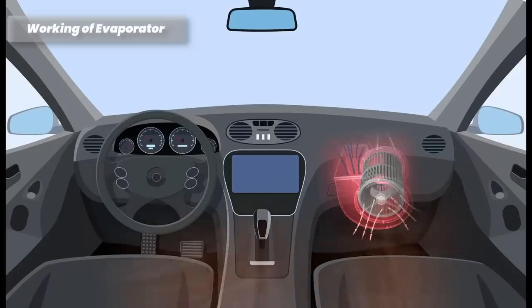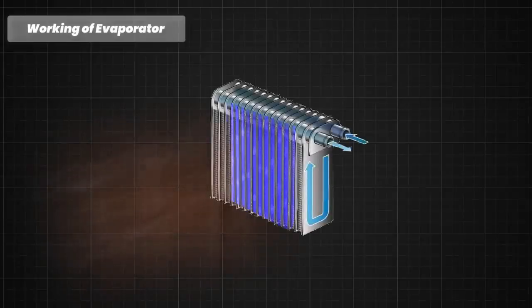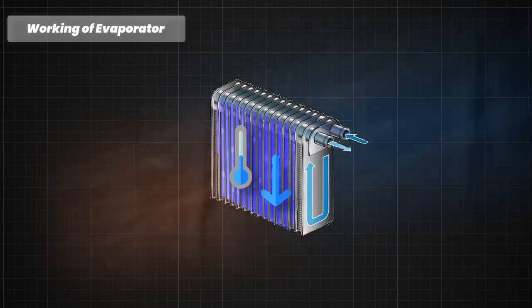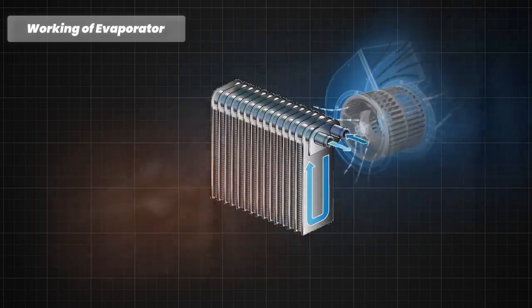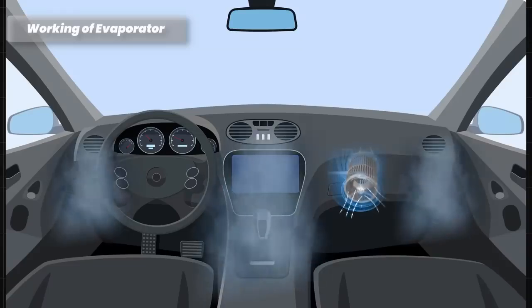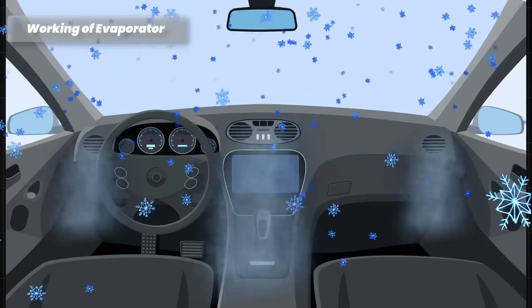Now warm cabin air from the interior of the vehicle is drawn into the HVAC unit by the blower fan. As the warm cabin air passes over the evaporator coils, the refrigerant inside the coils absorbs heat from the air and makes it cooler. Then the now cooled air is blown out of the HVAC unit by the blower fan and circulated into the vehicle's cabin through the air vents. Air vents distribute the cooled air throughout the vehicle's cabin, providing a comfortable environment for the occupants.